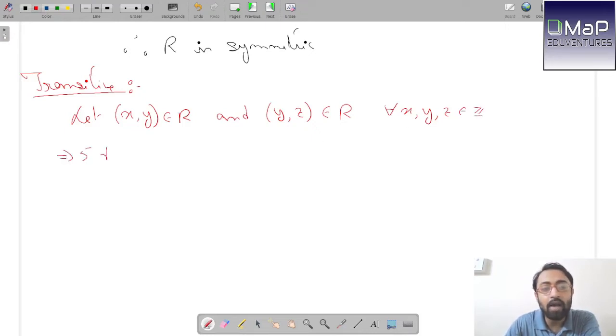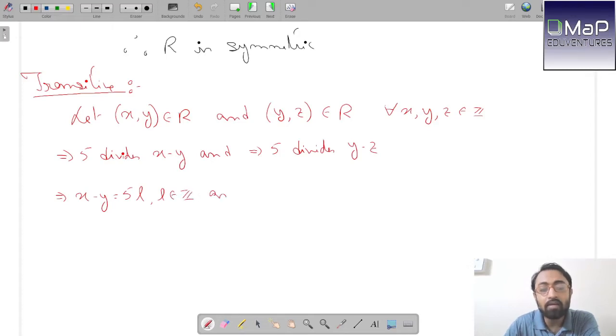Now we can say that 5 will divide x minus y and 5 divides y minus z. Okay, now let us take it to an equation. That means x minus y can be written as 5l, where l belongs to Z, and y minus z can be written as say 5m, where again m has to be an element of Z.